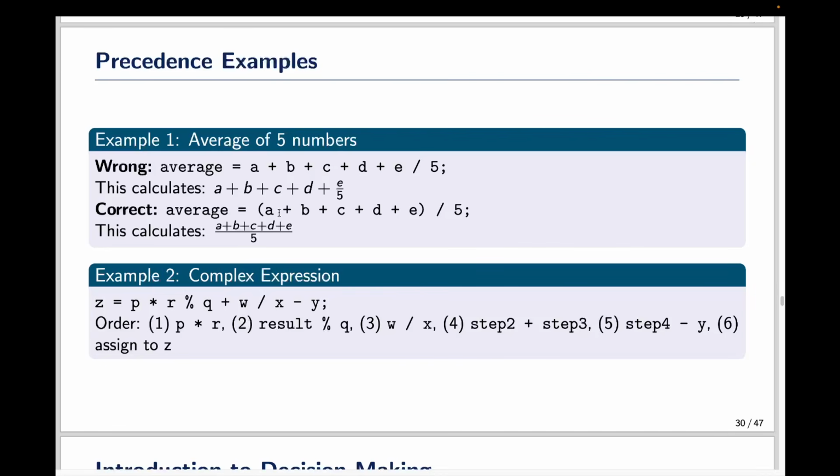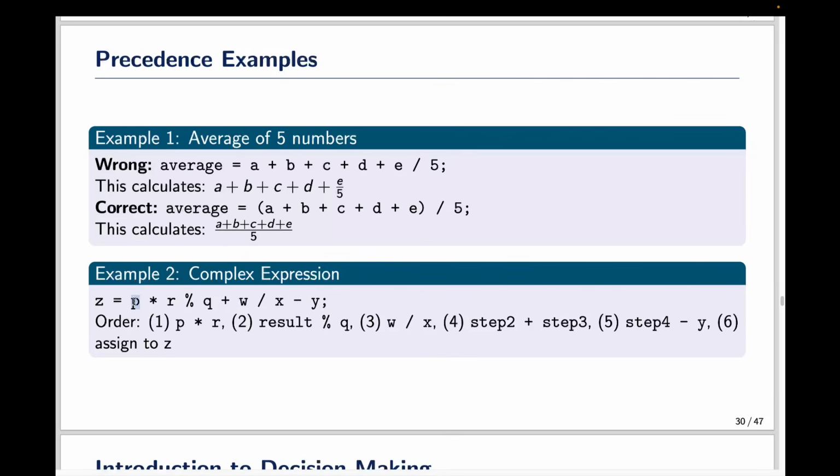So the correct version is parentheses added across the five variables or five numbers. They can be integer, they can be float as well. So a plus b plus c plus d plus e, parenthesis close, divided by 5. So this is the normal correct way.